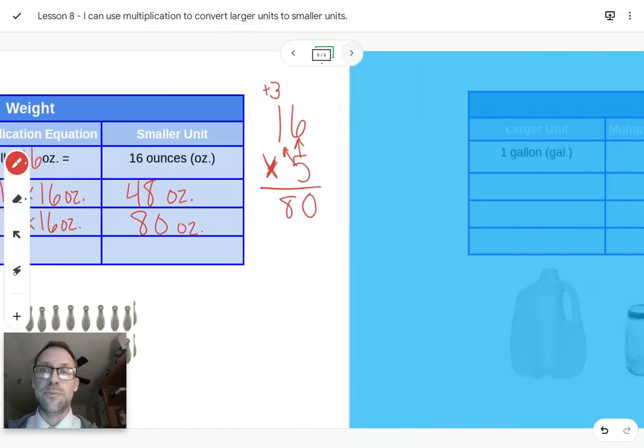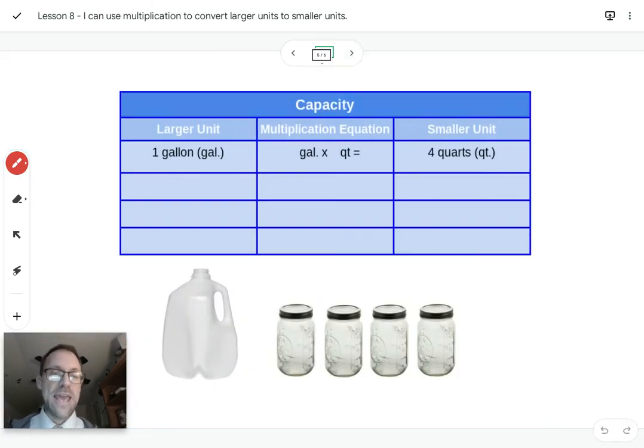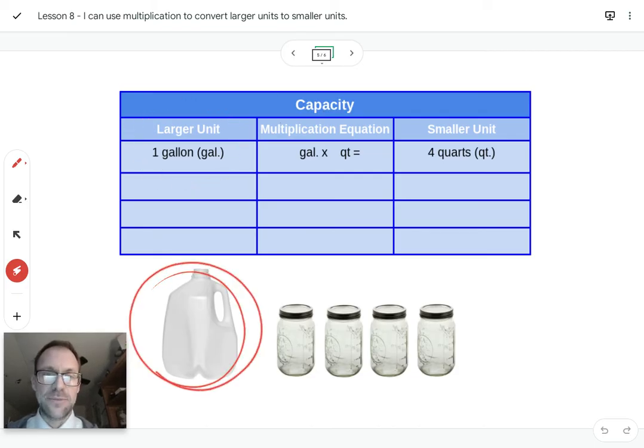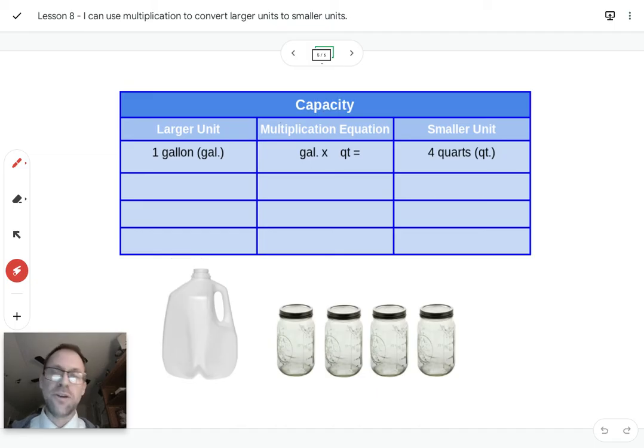Let's do one more example, and this time you're going to help me. Here we have a unit of capacity. Capacity is how much something can hold. So 1 unit of capacity that we're going to call our larger unit today, that's the gallon. And here I have a picture of a gallon. It's a gallon jug of milk, but you could have water or anything else in it. And 1 gallon happens to equal 1, 2, 3, 4 quarts. Quarts are sort of those bigger glass canning jars that you see here. So 1 gallon is 4 quarts.